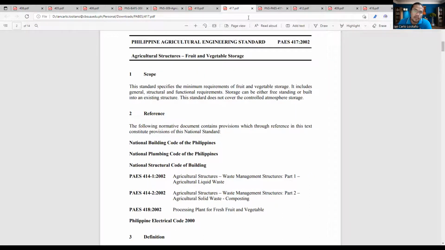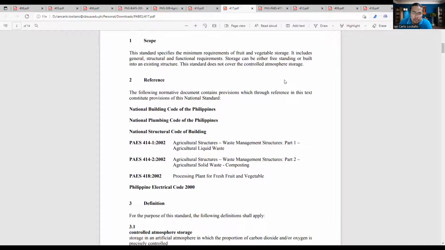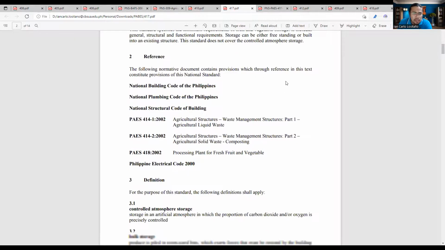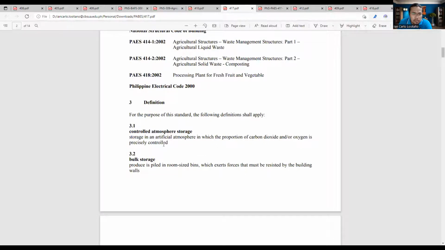Let's proceed to the fruit and vegetable storage. For fruit and vegetable storage, the objective is to preserve or maintain the freshness of these commodities, most probably high value crops. For controlled atmosphere storage, this is in relation to environmental control engineering. This should be discussed there, thus it will just be included in the discussion in passing.